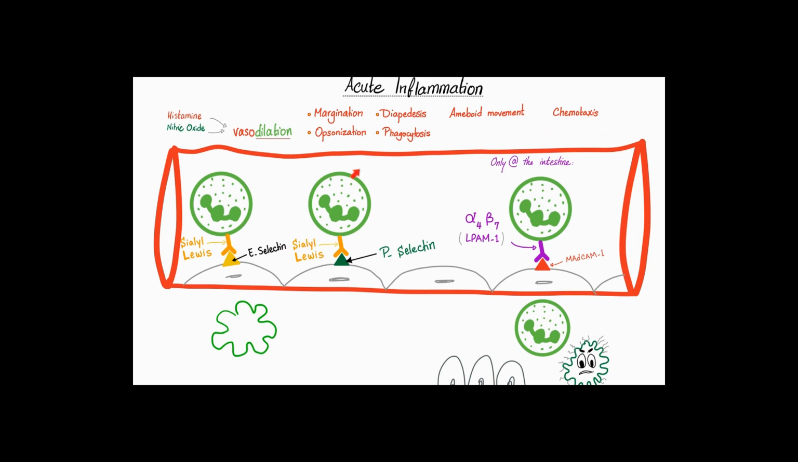Moreover, they themselves will be attracted from the blood vessel into the outside, which is the interstitial fluid. Who's going to attract them? The bacteria, and the bacterial toxin will secrete some chemicals. These chemicals will attract the neutrophils from the vessel to the outside. And that's why we call it chemotaxis.